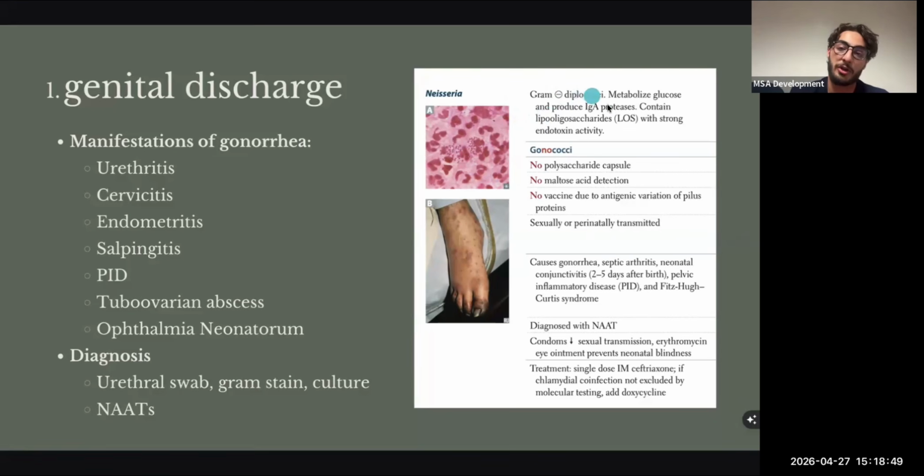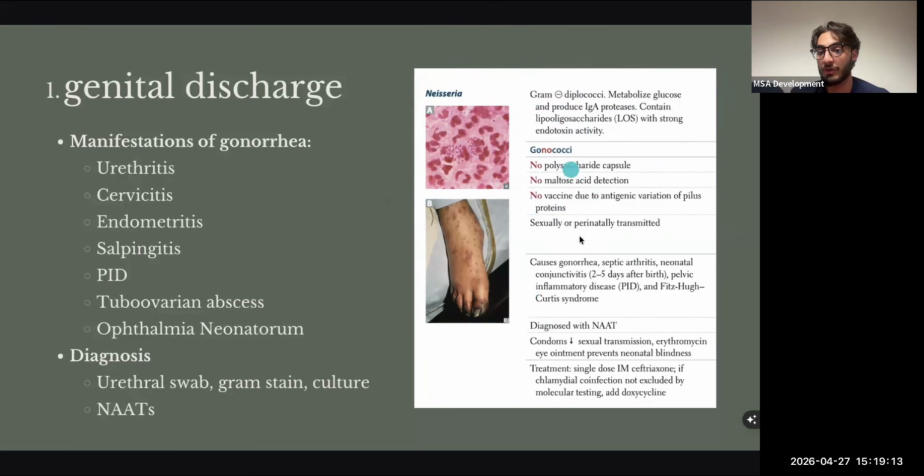So Neisseria, gram-negative diplococci, metabolize glucose and produce IgA proteases. This is important. They are gram-negative, so they have not lipopolysaccharides, but lipo-oligosaccharides with strong endotoxin activity. That's why if you have bacteremia with Neisseria, this is very, very serious. And here, it's just separating Neisseria gonorrhea from Neisseria meningitidis.